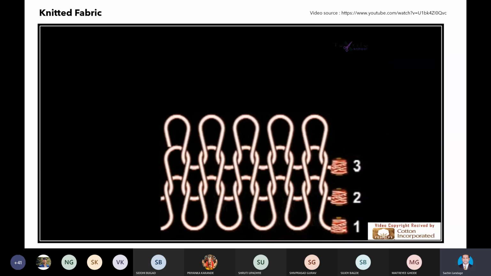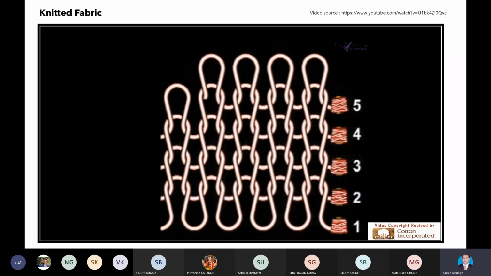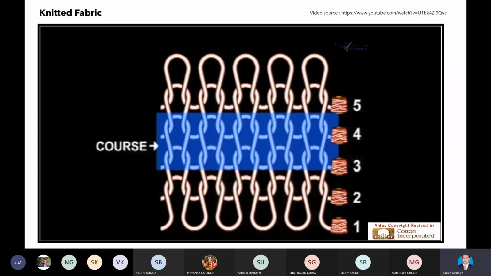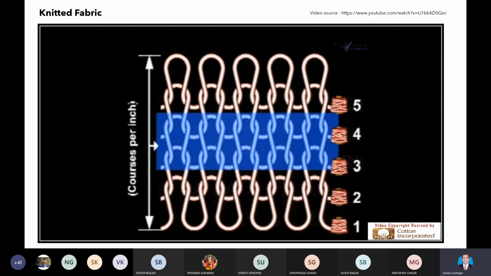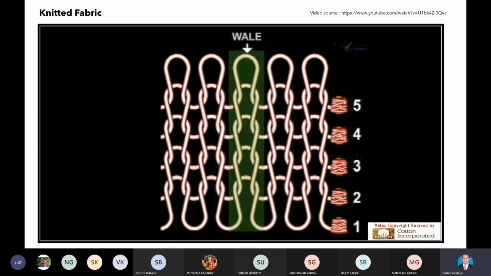If you analyze the structure, you see a pattern of loops arranged in rows and columns. The horizontal row of loops, produced by adjacent needles during the same knitting cycle, is known as a course. The course count is measured by the number of courses per linear unit, expressed as inches or centimeters. If this drawing represents a 1 inch by 1 inch area, you identify this as 5 courses per inch. The vertical column of loops produced by the same needle knitting at successive knitting cycles is referred to as a wale. The wale count is measured by the number of wales per linear length. In this same drawing, there are 5 wales per inch.